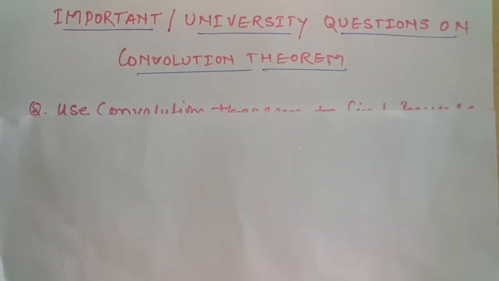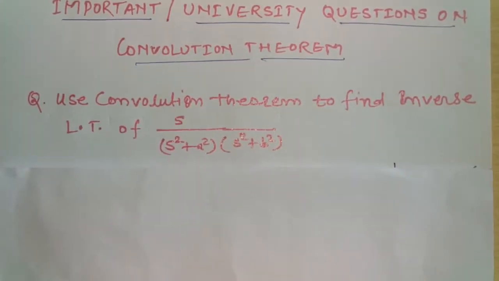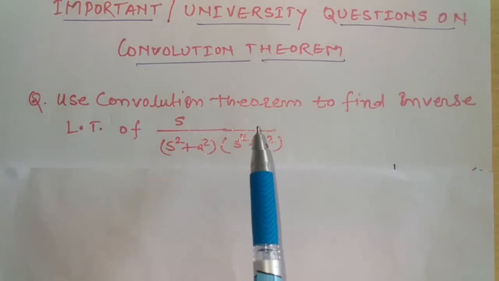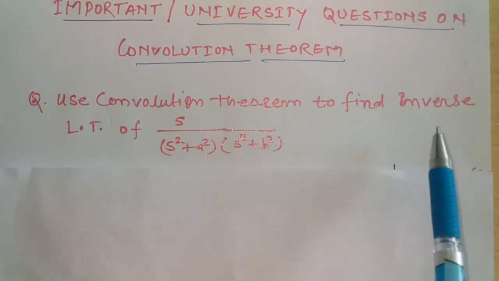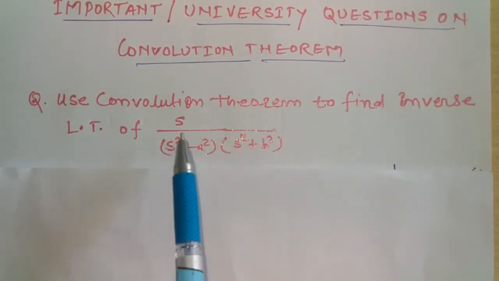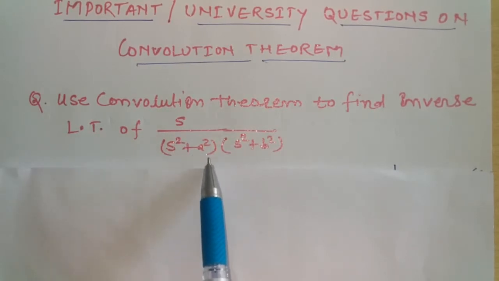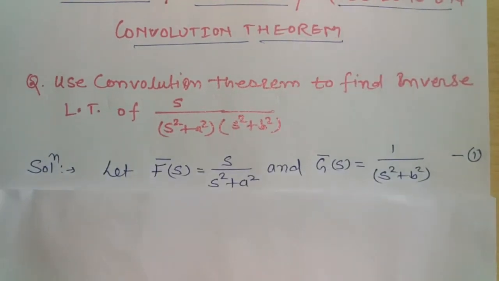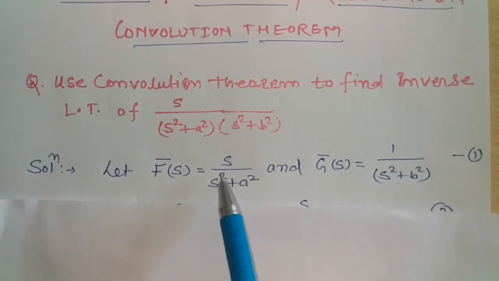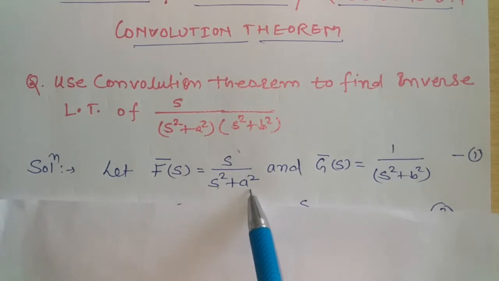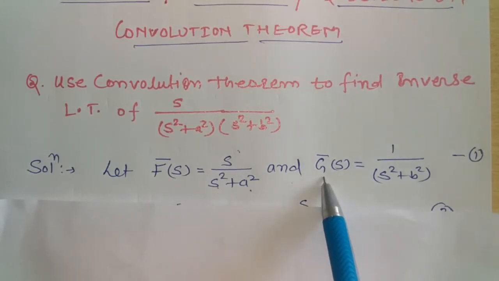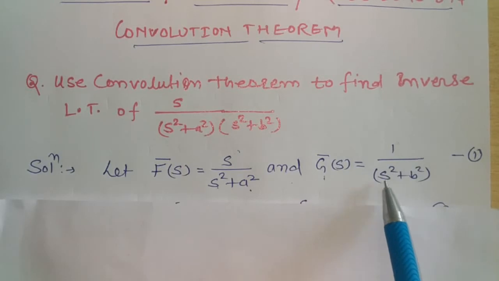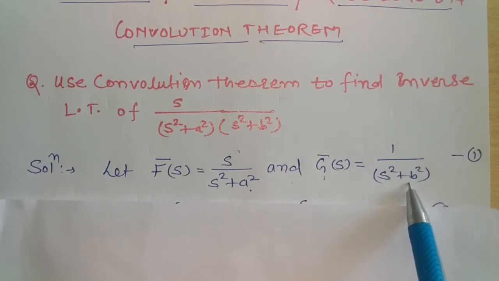So our first example is: use convolution theorem to find the inverse Laplace transform of s upon (s square plus a square) into (s square plus b square). So let f bar s be s upon s square plus a square and g bar s be 1 upon s square plus b square.